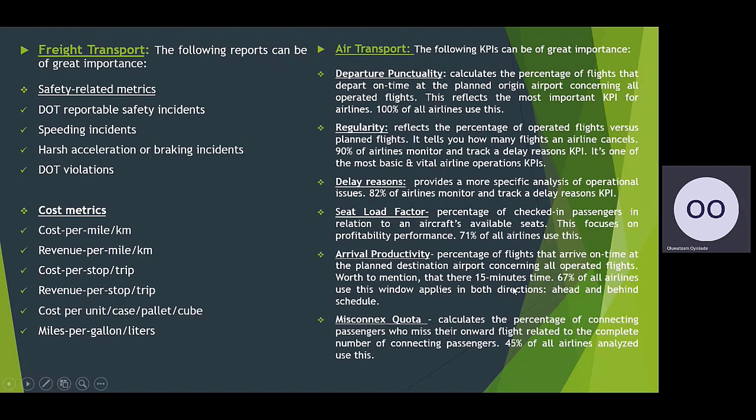for freight transport, we are looking at some safety-related metrics: reportable safety incidents, speeding incidents. Some of this technology will tell you the speed at which a particular vehicle is traveling. If it's over speeding, it can alert you, whereby you can call the attention of the driver to say, at such a time you were traveling at maybe 100 kilometers, and it's specified that you must not go beyond 70 or 80. That's over speeding. So you can book that driver for over speeding.